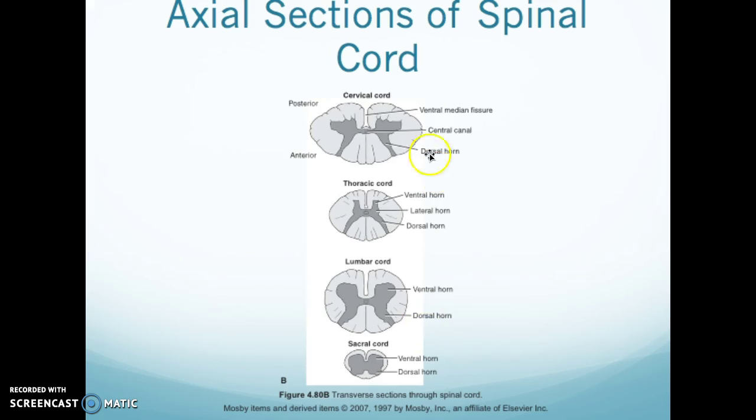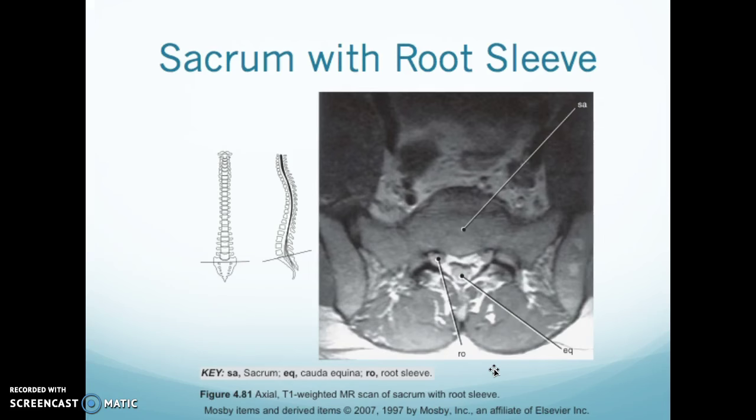Looking at the cord in the cervical spine, you can see you have your ventral median fissure coming in with your central canal with your dorsal horn. And then we go into the thoracic and we have a ventral and a dorsal horn with the lateral horn. We go into the lumbar, we have the ventral horn and the dorsal horn, and in the sacrum, ventral and dorsal.